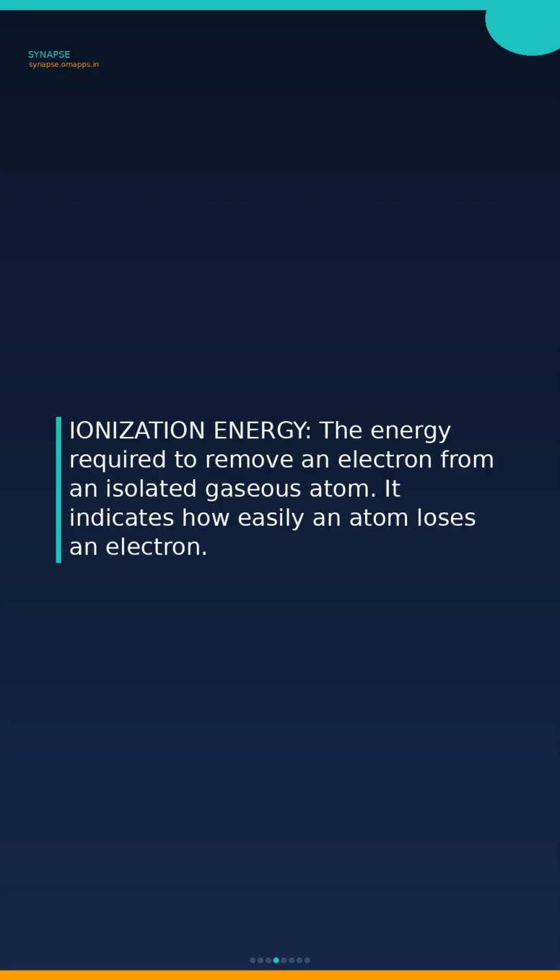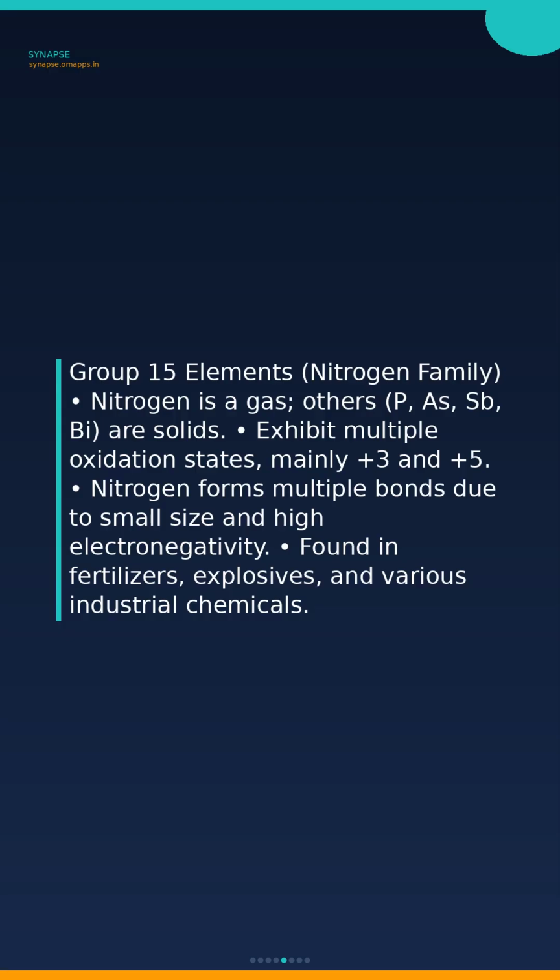Now, let's look at group 16, the oxygen family. Oxygen is a gas, while sulfur, selenium, tellurium, and polonium are solids. They're known as chalcogens because many ore deposits contain oxygen or sulfur. They show oxidation states of -2, +2, +4, and +6. Another key rule: electronegativity decreases down the group. This means oxygen is the most electronegative element in the group.